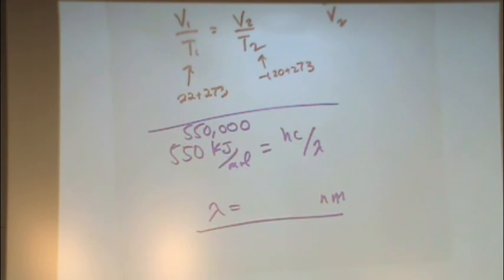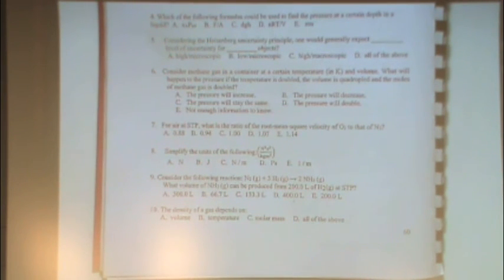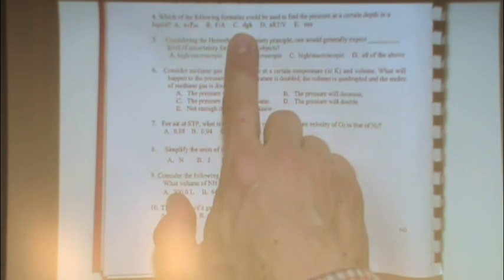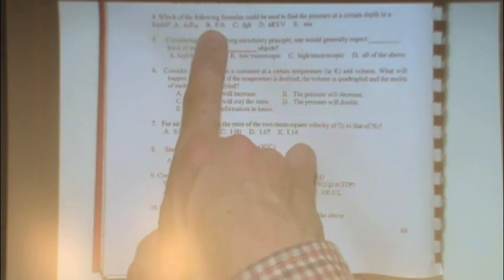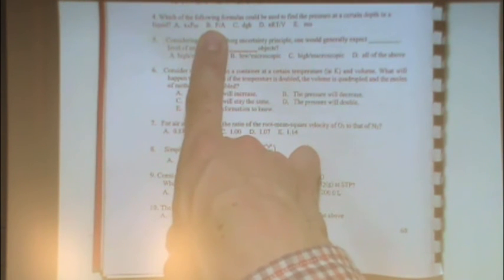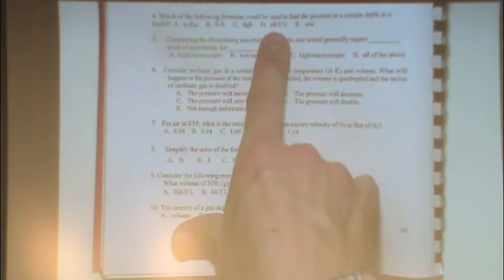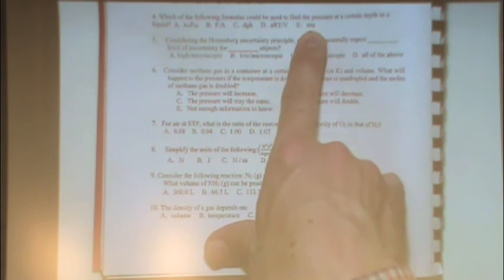Number 4. Which of the following formulas can be used to find the pressure at a certain depth of a liquid? That is A, B, C, D, or E. Anybody? C. This for depth of pressure is DGH. Okay. This one is Dalton's law. This would be for a mixture of gases. This is force over area. We pretty much never use it, but yeah, force over area. It's for a liquid. It's the ideal gas law. This is momentum or impulse. Okay, so it's not even pressure, but it has a little p.